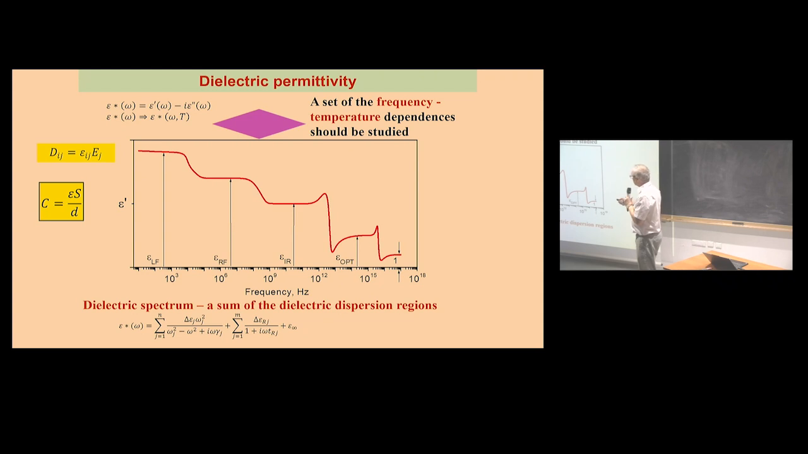And so this frequency dependence can be expressed with a sum of harmonic oscillators, or if you have dielectric relaxation, then you have a sum of Debye relaxations.